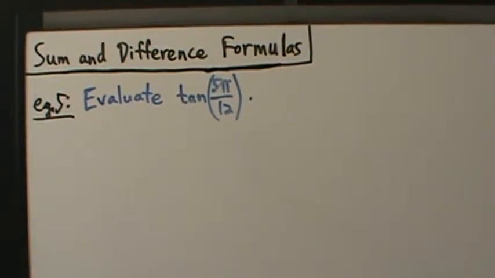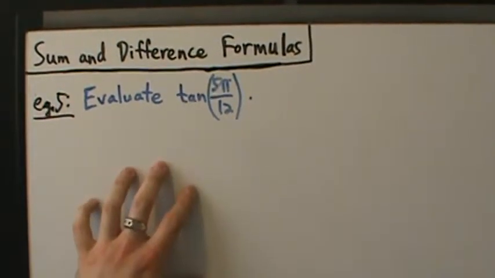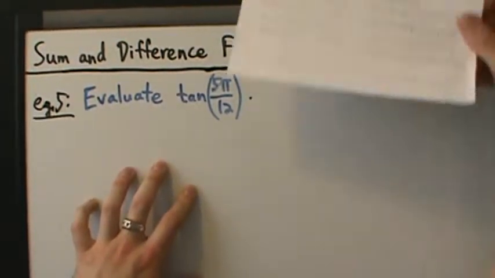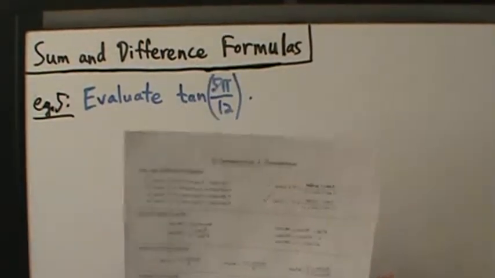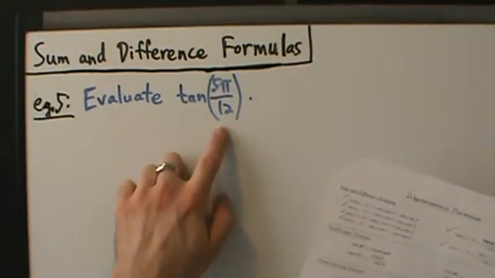Here's example 5 of evaluating trig expressions using sum and difference formulas. So we're going to use this formula sheet we've been using. Here we have the tangent of 5 pi over 12. We want to evaluate that.